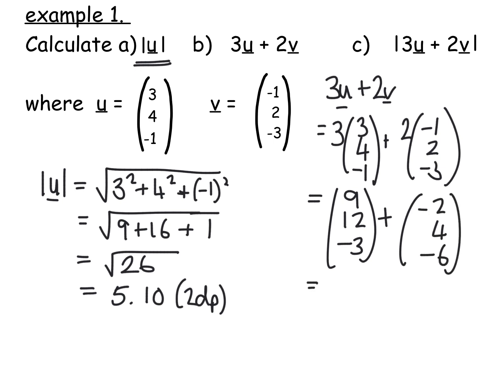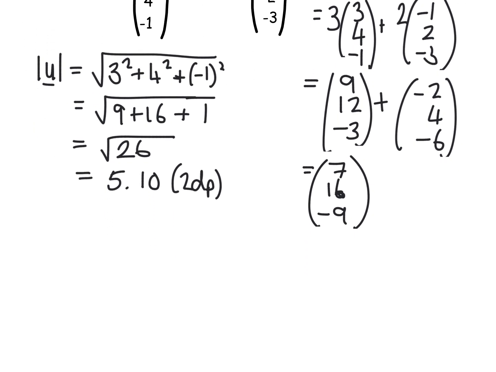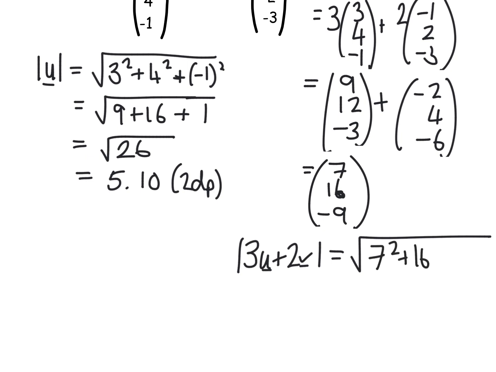Then we add them. 9 and -2 gives us 7. 12 add 4 is 16. And -3 minus 6 is -9. So that is part B, that's 3u plus 2v. Part C then wants us to find the magnitude of that. So we can now say that 3u plus 2v magnitude is applying Pythagoras to your answer. So 7 squared plus 16 squared plus -9 squared.